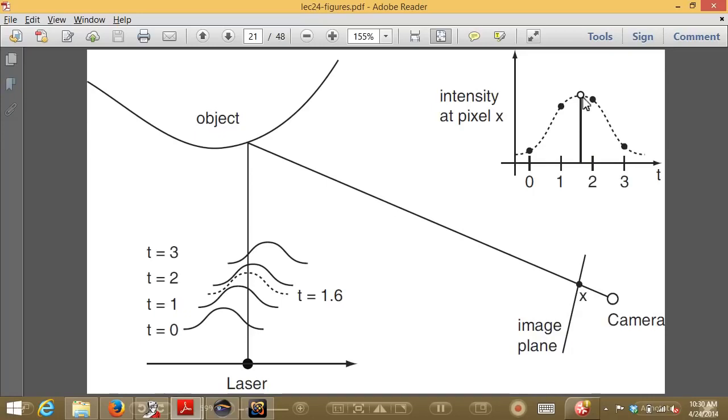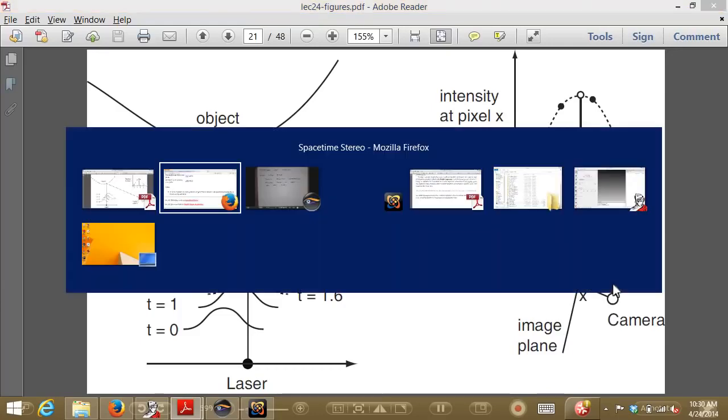It's called space-time analysis because I'm doing some sort of temporal motion of the stripe, and that gives me much more accurate localization of the center of the stripe. And so here's an example of how that works.